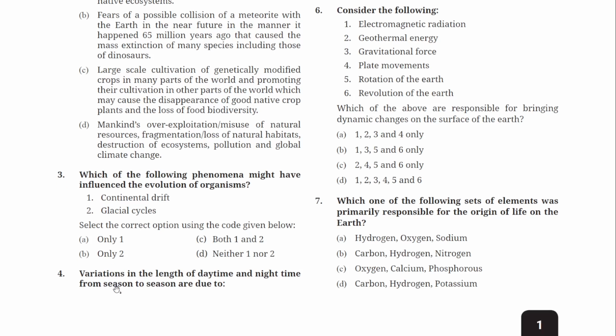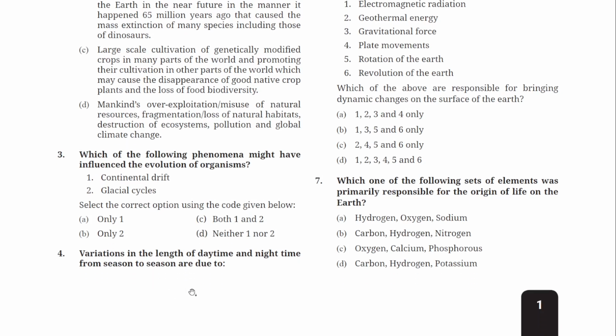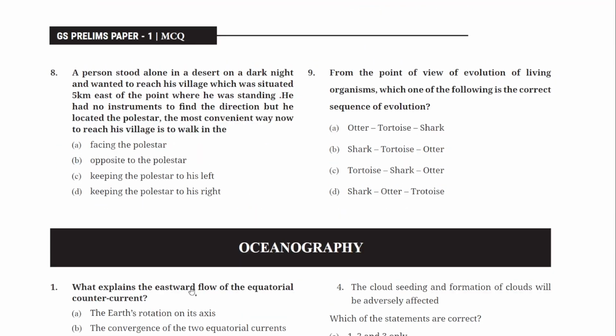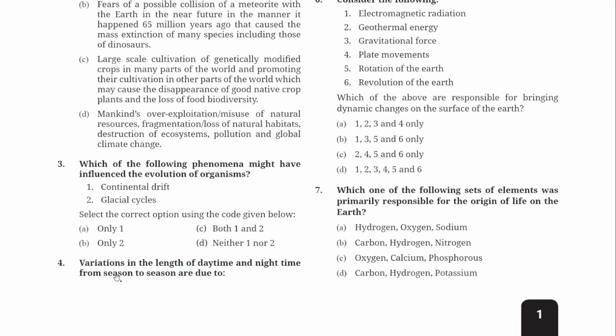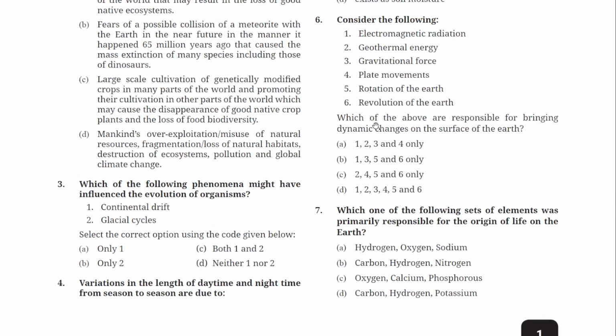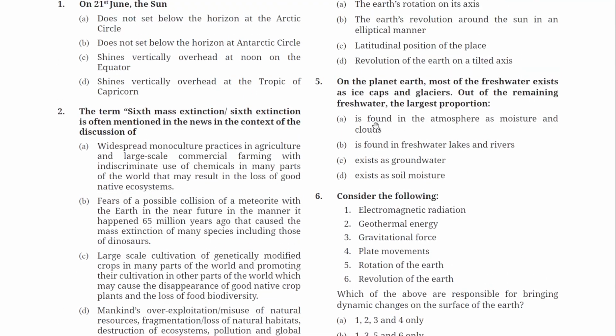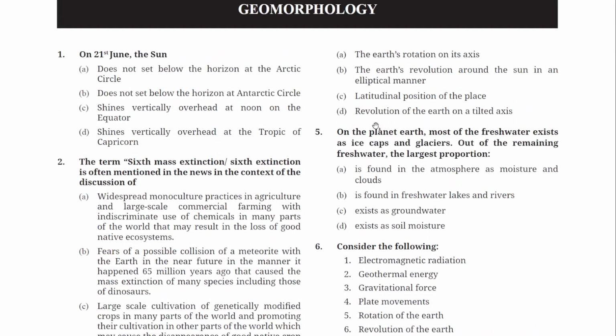Fourth question. Variation in the length of daytime and nighttime from season to season are due to. One should know that in one season the variation of day and night differs compared to the other season. So what is the reason behind such variations in day and night is the question here. So the answer is obviously revolution, because rotation is responsible for day and night, but seasons change due to revolution.